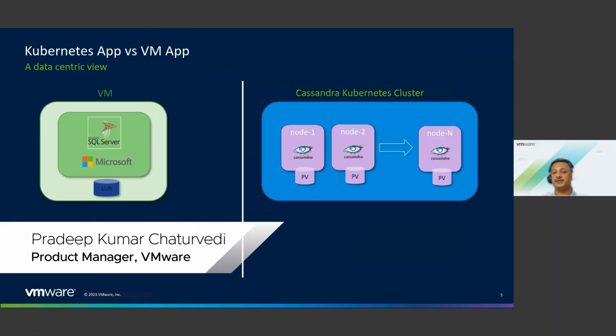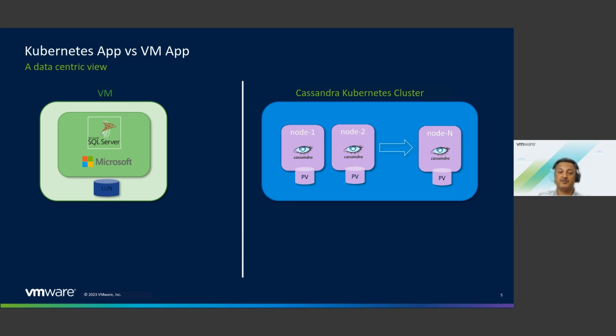If we step back and understand why we need a different backup solution, we already have a backup solution for our virtual machine application. So what is the difference with Kubernetes data protection? How are they different from running an application in a VM?